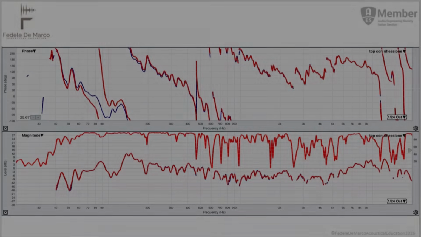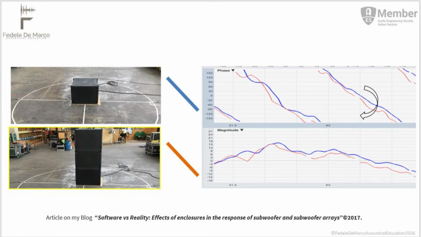Not only filters influence phase; physical factors like enclosures and boundaries deviate wavefronts, altering the trace readings and even the intrinsic response of the loudspeakers. For a deep dive into these effects, visit the article on my blog.